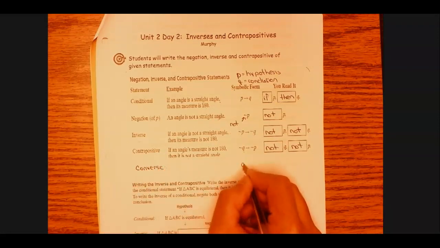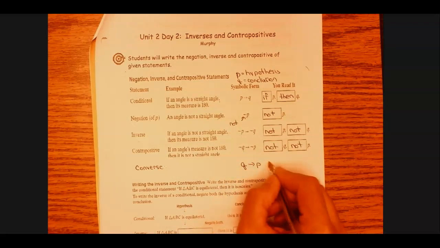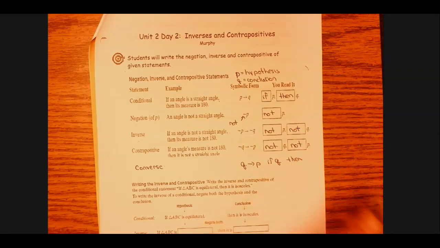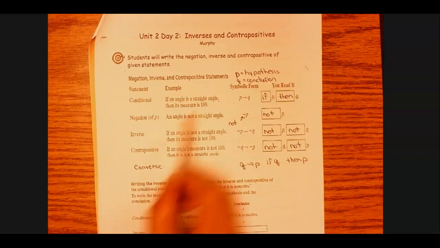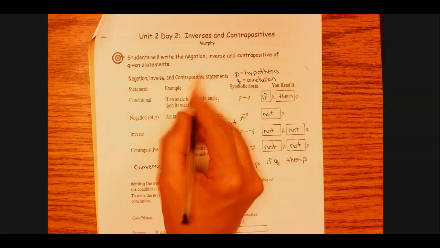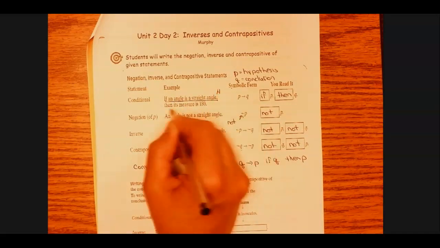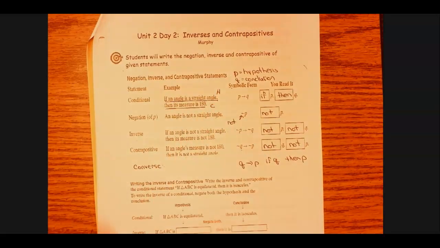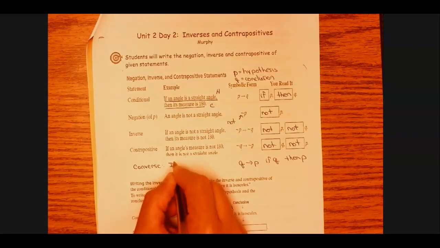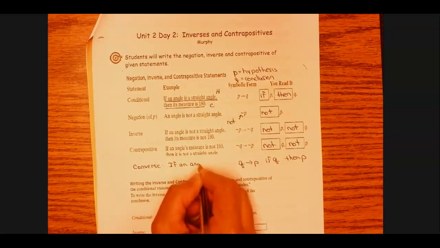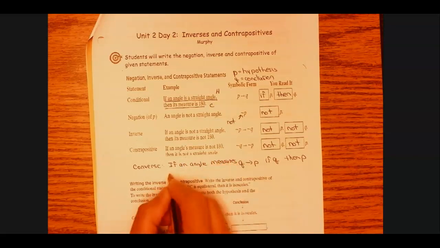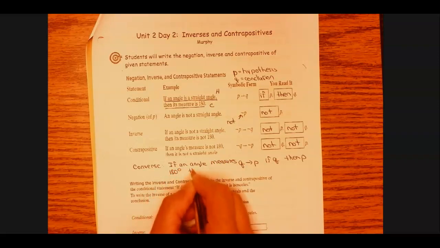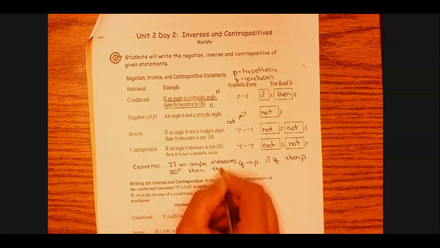And that would be flipping the hypothesis and the conclusion. So this would be if Q, then P. So let's go back up to our example here. This is our hypothesis, this is our conclusion, and all we want to do is flip those pieces. So it would be if an angle measures 180 degrees, then the angle is straight.